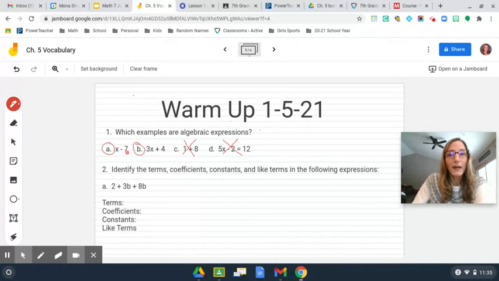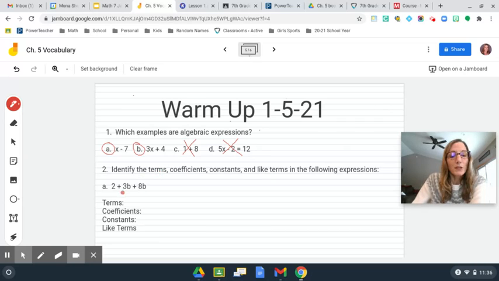Okay, so letter A and letter B are examples of expressions. There is a difference between an expression and an equation. Okay, number 2, identify the terms, coefficients, constants, and like terms in the following expression. So once again, we talked about these vocab words yesterday. We talked about what terms were, talked about coefficients, constants, and like terms.